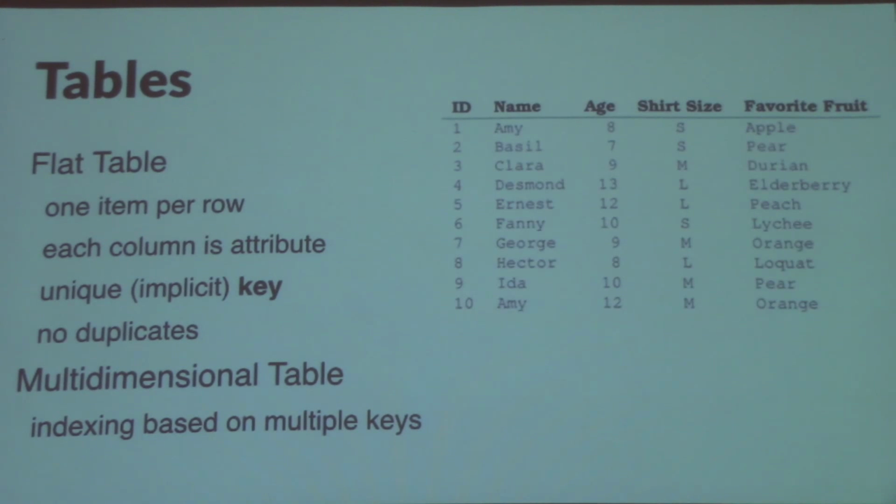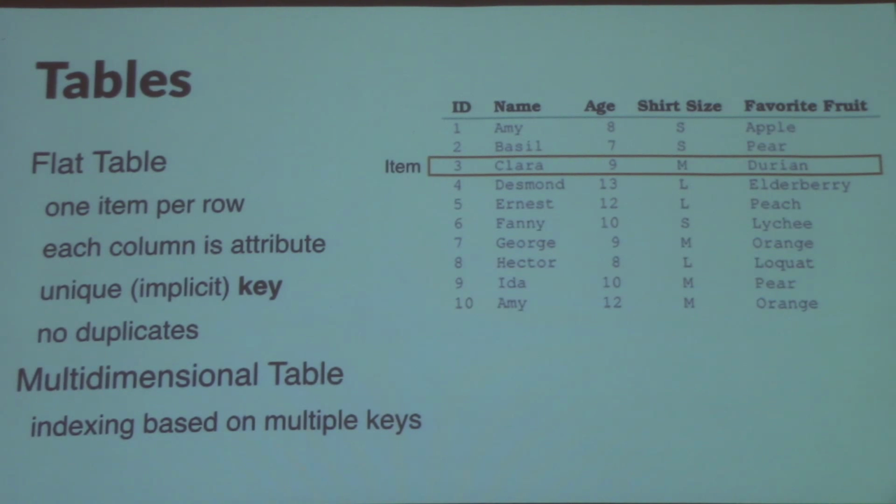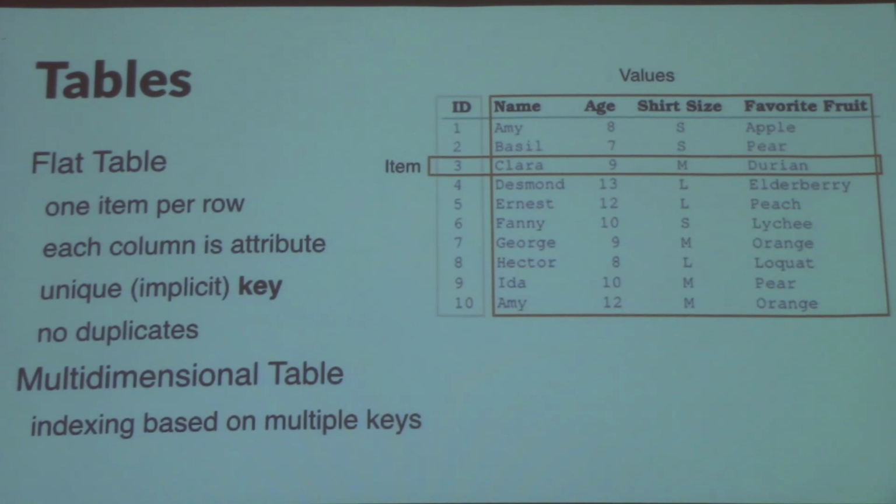So here is an example. This would be a flat table. We would have the item here. Then we would have the values here. This would be the keys. And together, those would be the attributes. And as you can see, the keys here are really just random numbers. And as I mentioned, they could be implicit. So the key could be the index of the row. It doesn't need to be an explicit ID.